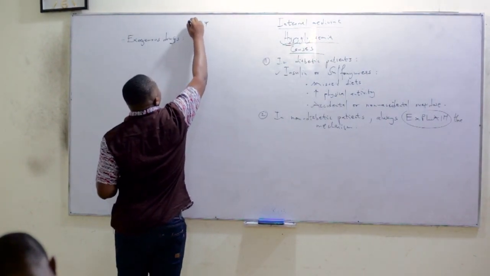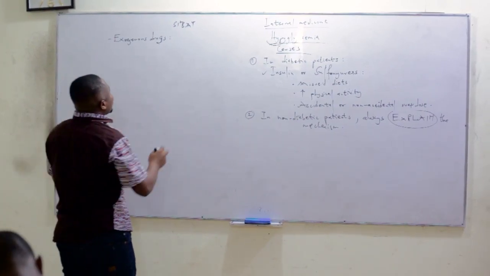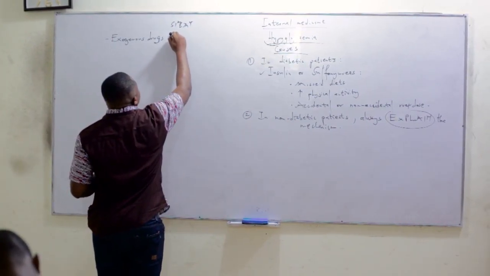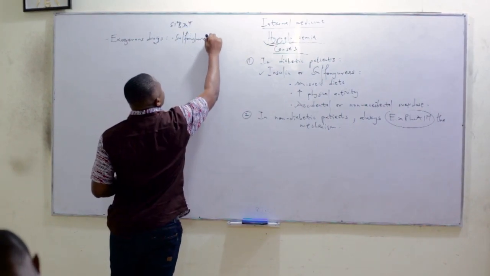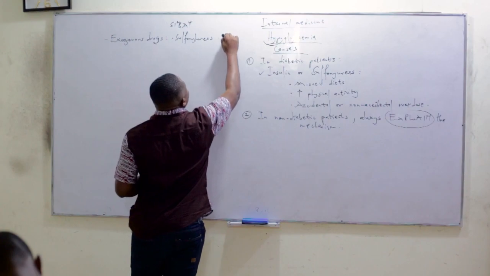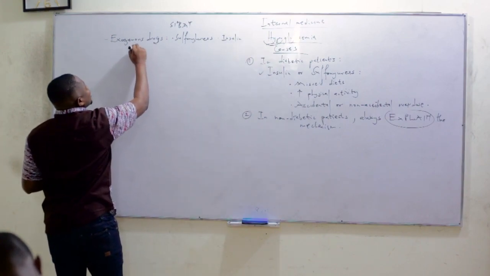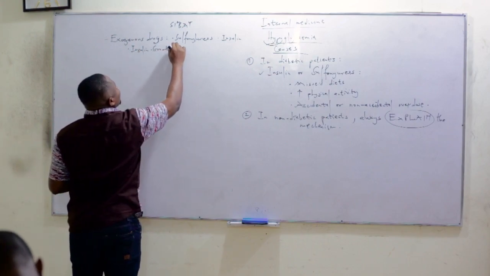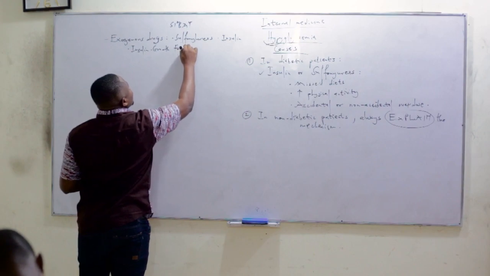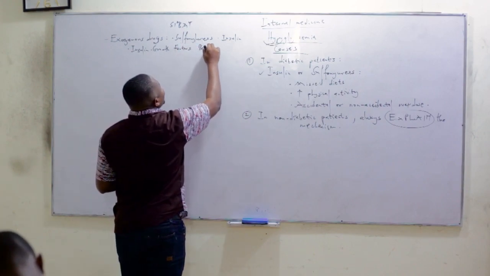We can remember by using an acronym, CBA. So in that case, we can think of sulfonylureas. We can think of insulin. We know why, we said that. We can also think of insulin growth factors. We can also think of beta blockers.